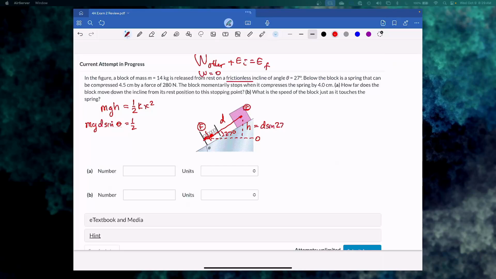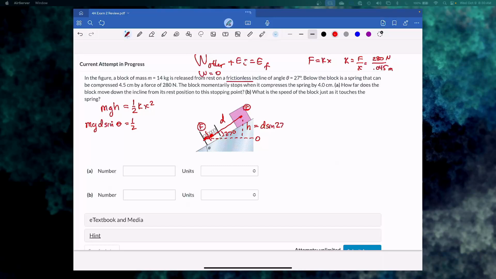Do I know my spring constant? We can get it from Hooke's law, right? So the spring constant is going to be the force needed to compress the spring divided by the distance needed to compress the spring. The force is 280. And the spring, okay. What do we put in for the distance? 4.5 divided by 100. We need to put it in meters, because we need standard units for the spring constant. So 4.5 centimeters is 0.045 meters. This is in newtons, this is in meters. So whatever that is.